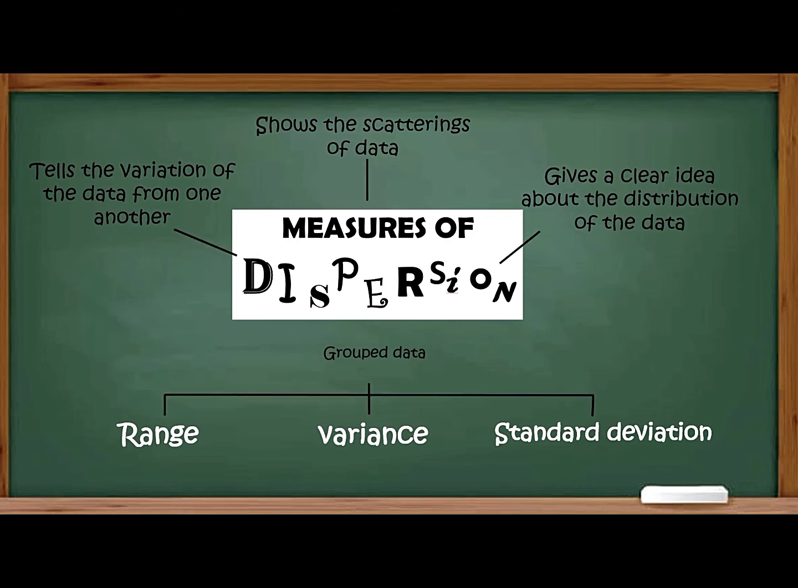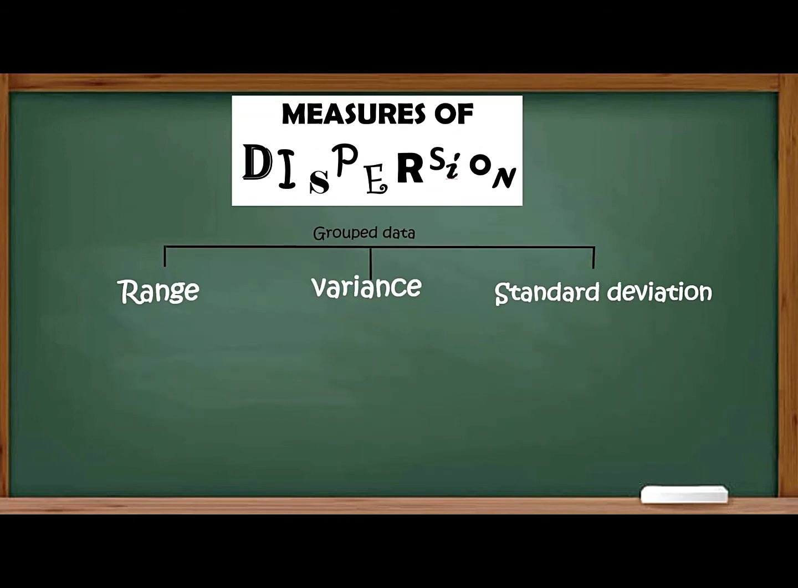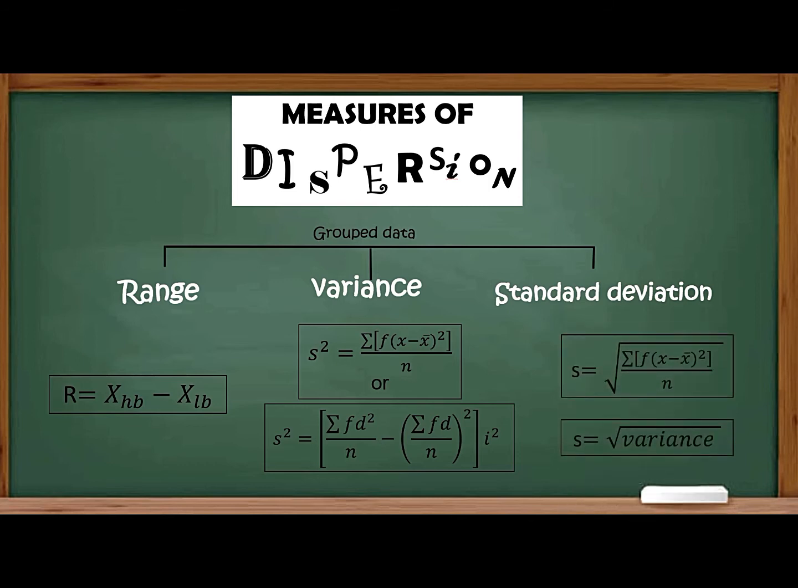For the group data, the range is the difference between the upper class boundary and the lowest class boundary. It is denoted by this formula. The variance, on the other hand, is the square of the standard deviation. It can be solved in two ways, using this one or this formula. The standard deviation is also another way to identify the amount of variation within a dataset. It is merely defined as the square root of the variance, and it can be obtained through this formula.